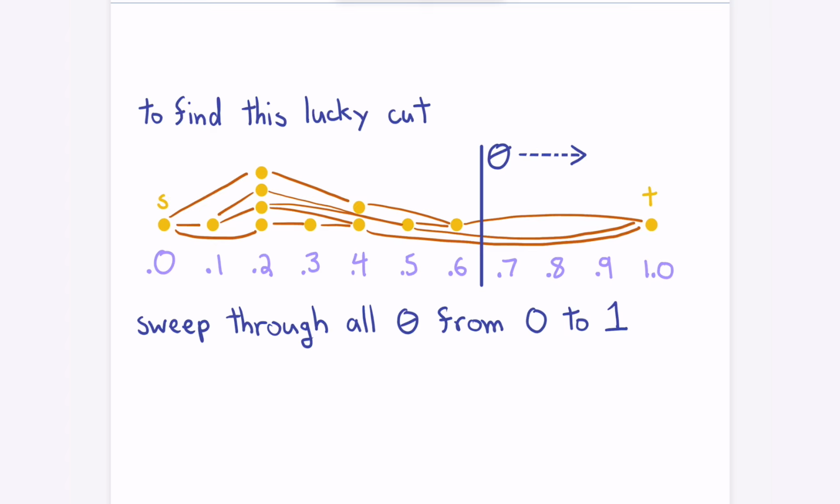Yeah, just sweep through, try them all. There's only a few interesting ones, right? Okay, so you'll find it.